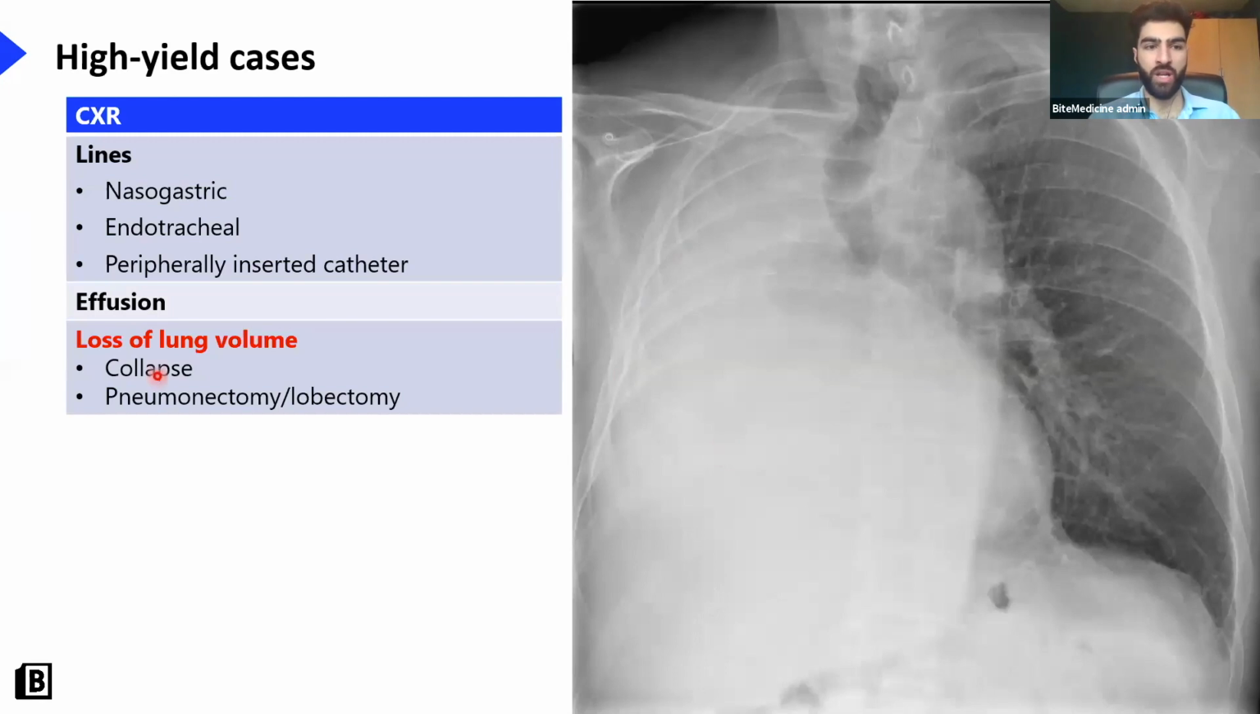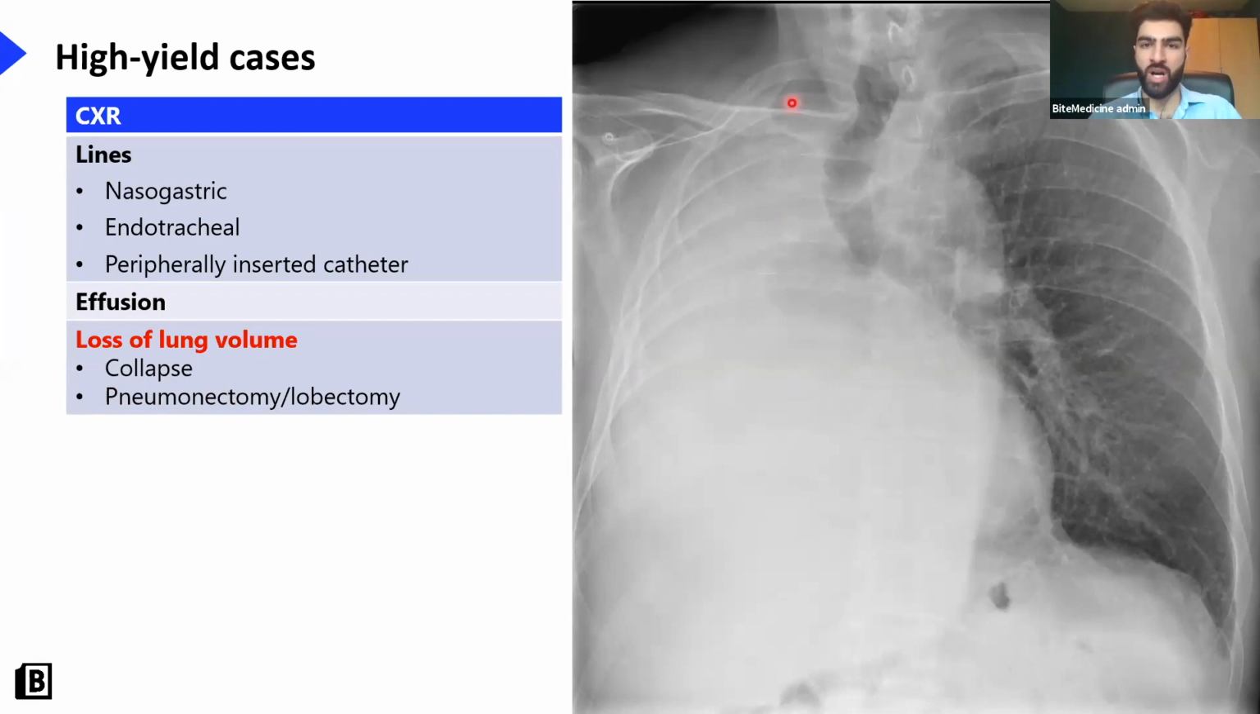So I want to go over loss of lung volume. Hopefully we won't be more than sort of 20 minutes or so. I still think I've got a bit to get through. But loss of lung volume is either a collapse or a pneumonectomy or a lobectomy. They'll all look the same. You can't really tell a collapse from a pneumonectomy from a lobectomy unless you've got something like surgical clips to suggest they've had surgery.